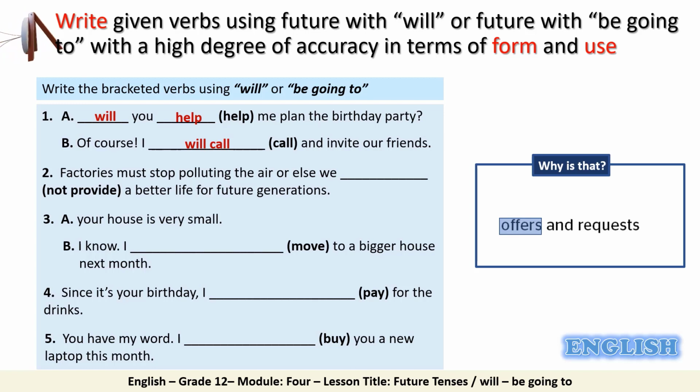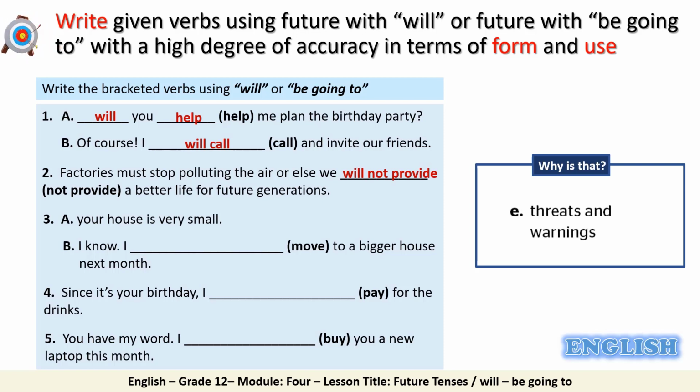Then the second sentence, what have you chosen? That's right, will not provide. Can you tell me why? Very good, because the sentence warns of continuing to pollute the air.